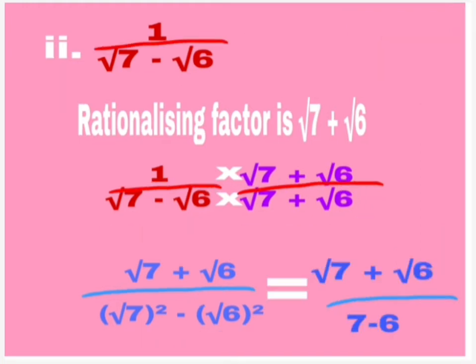Now after the multiplication, the numerator will remain as it is, but in the denominator, root and square will get cancelled, giving 7. Here also root and square get cancelled, giving 6. 7 minus 6 is equal to 1. So the answer for this is root 7 plus root 6. So that is the answer for this question. Divided by 1 we have, but it is not necessary to write divided by 1.